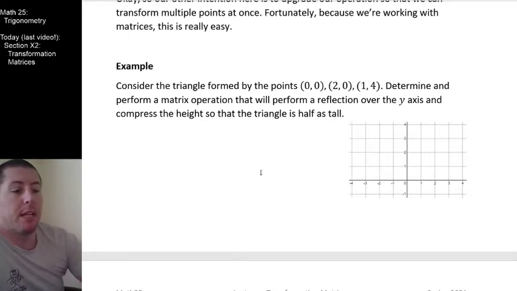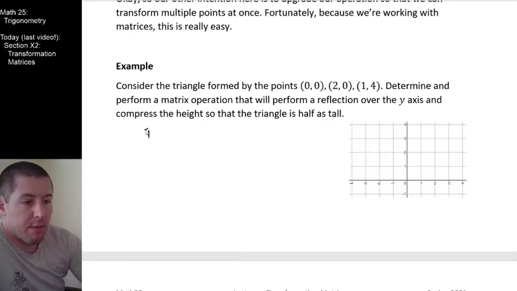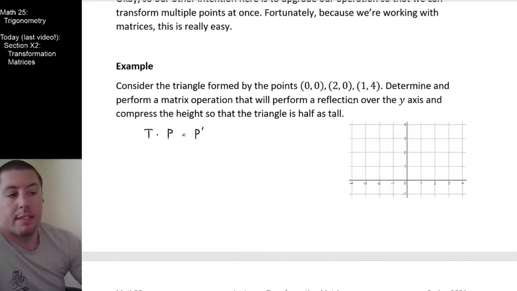So we've been building our transformations as the transformation matrix times the point vector giving us the new point locations. All we're going to do is put some more points in our point vector right here. So I would like for us to consider the triangle formed by these 3 points: 0, 0, 2, 0, 1, 4. Let's determine the matrix that will perform some given transformation. Let's do that matrix operation and let's graph it all over here.